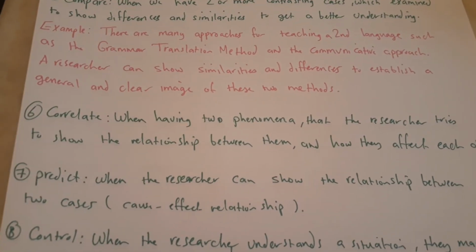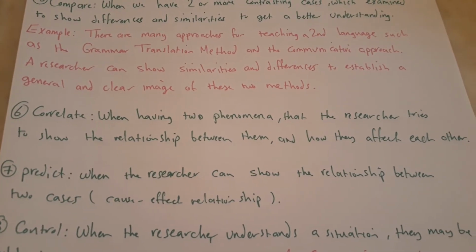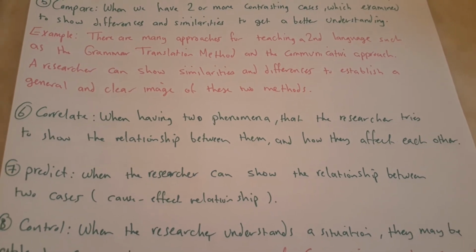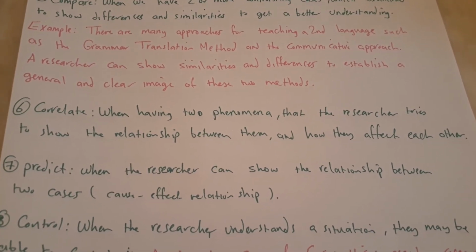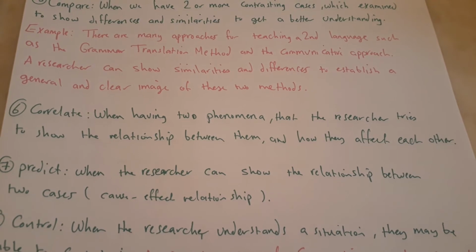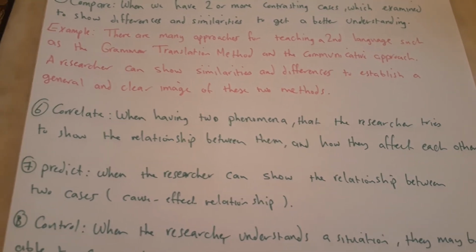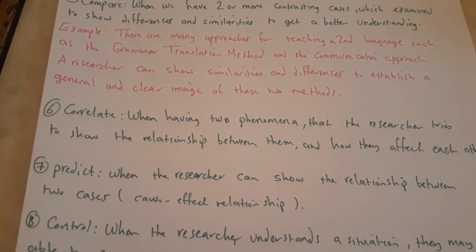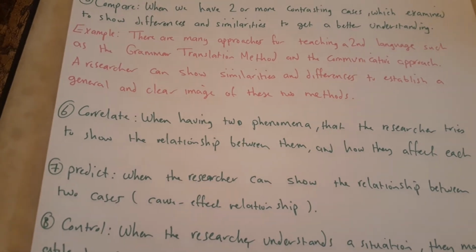Number 6, correlate. When having 2 phenomena, the researcher tries to show the relationship between them and how they affect each other. يعني في عنا حالتين بنحاول نربط بيناتهم نشوف كيف كل وحدة بتأثر على الأخرى.